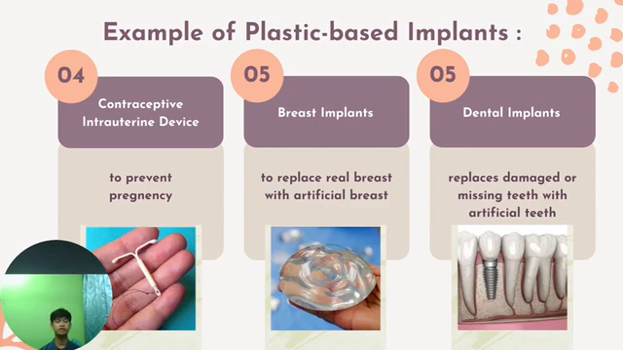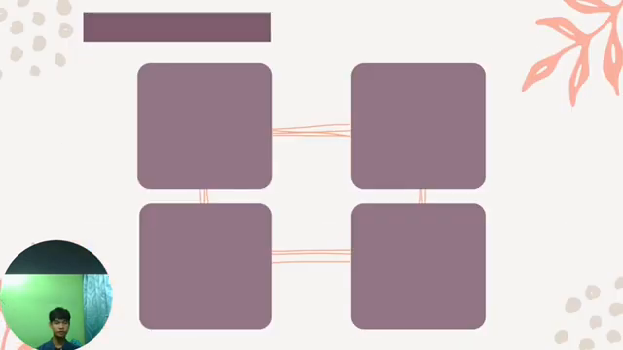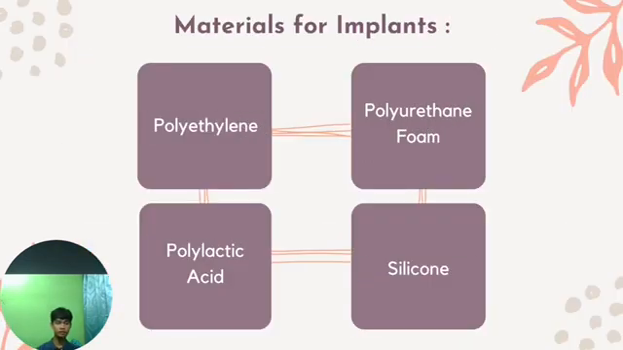The next example is dental implants, which replace damaged or missing teeth with artificial teeth that are usually made from metal, plastic and ceramics. These are the plastic materials that are being used for implants.